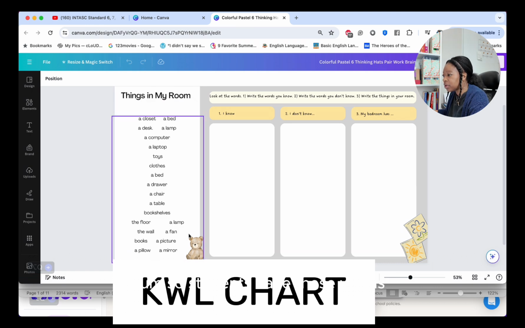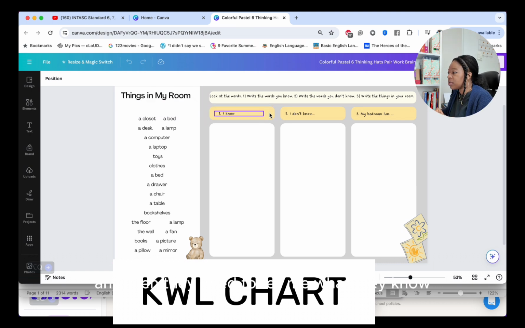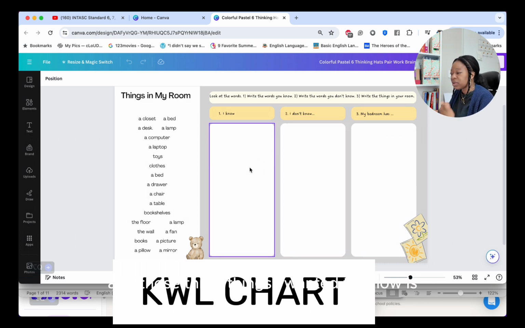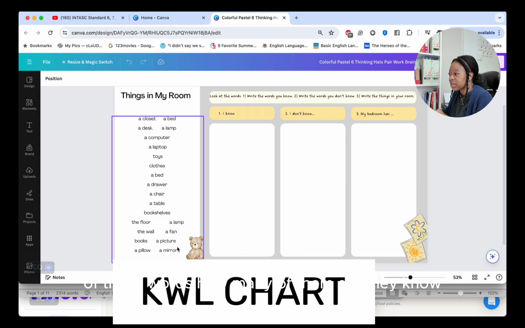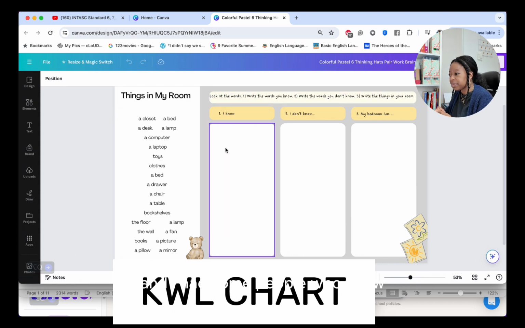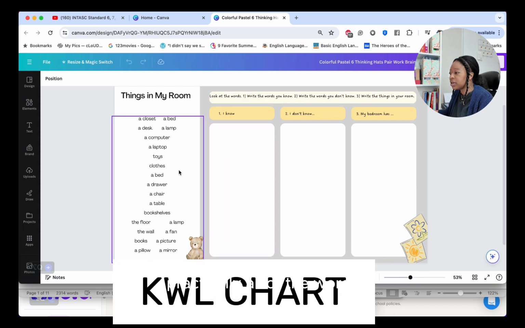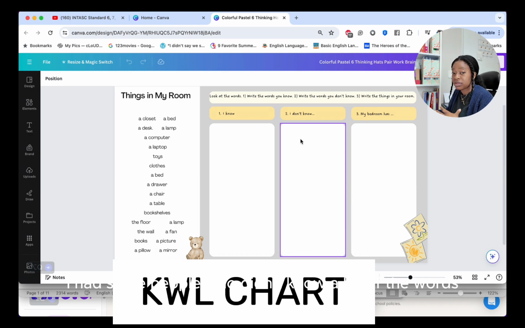So students have these words, and then they need to tell me what they know, what they don't know, and what they have in their bedrooms. And those three things I wanted to know is, of these words, how many of them do they know? And I had some people who knew practically all of the words. I had some people who didn't know a lot of the words, and they were a little bit shyer. So I just said, look, if you don't know, there's nothing wrong with not knowing. We're going to go over it.